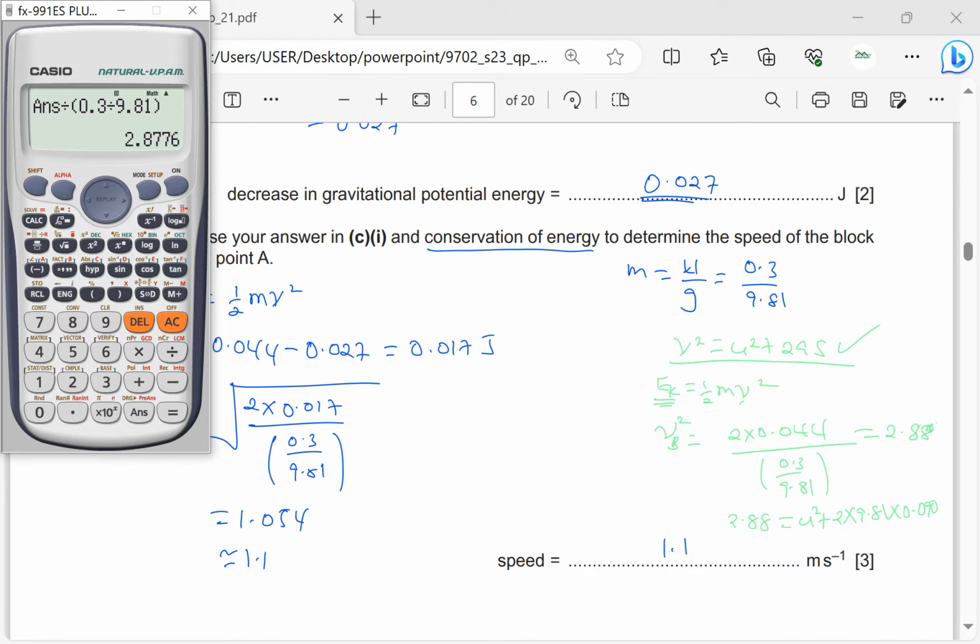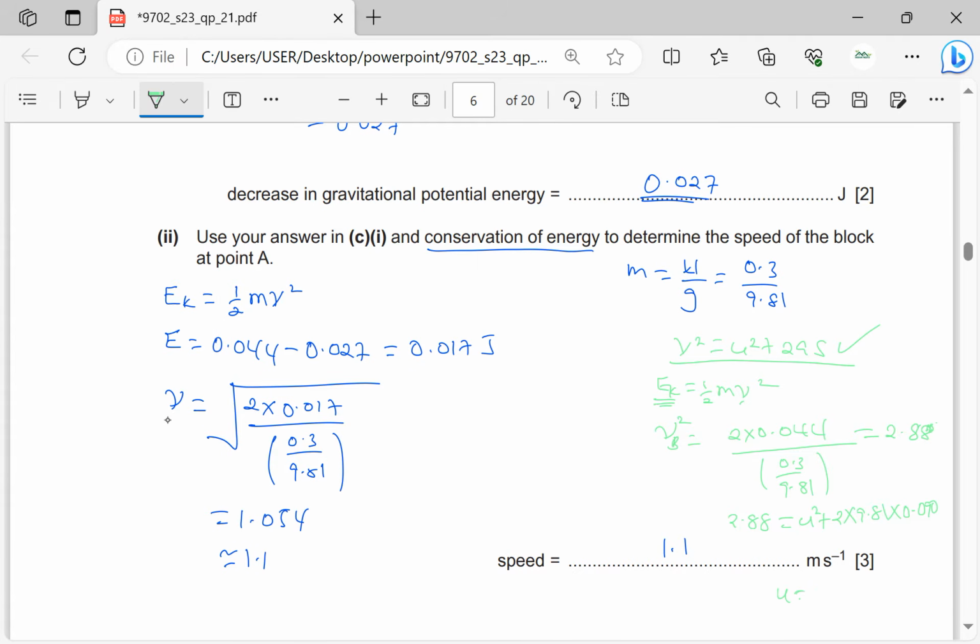I'm just going to press my calculator to find u squared. So I have 2.88 minus, open brackets, 2 times 9.81 times 0.09. Then I find the square root because I want u. So still I'm finding u as 1.05 or 1.1. So you could first use the kinetic energy at B to find the speed at B. Then since the acceleration is constant, use the equation of motion to find the initial speed at A. As simple as that.